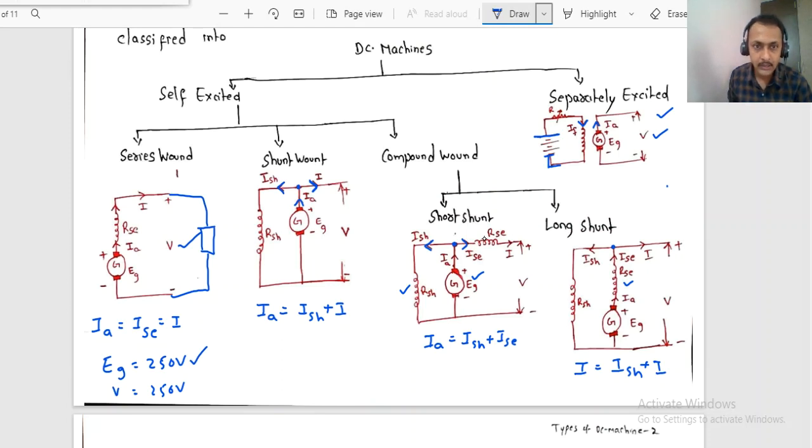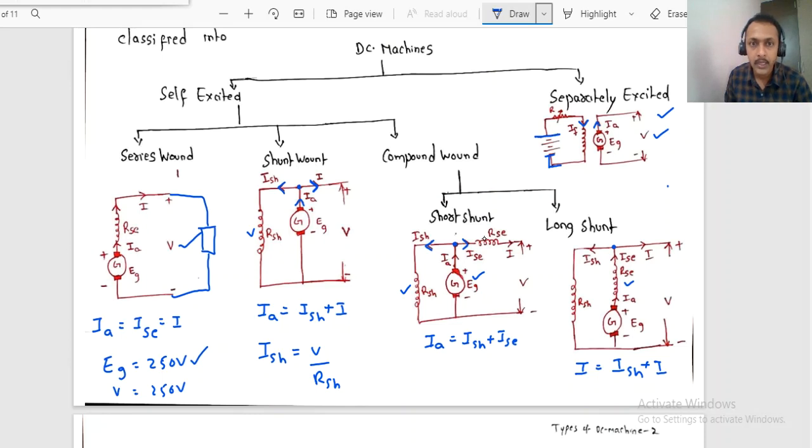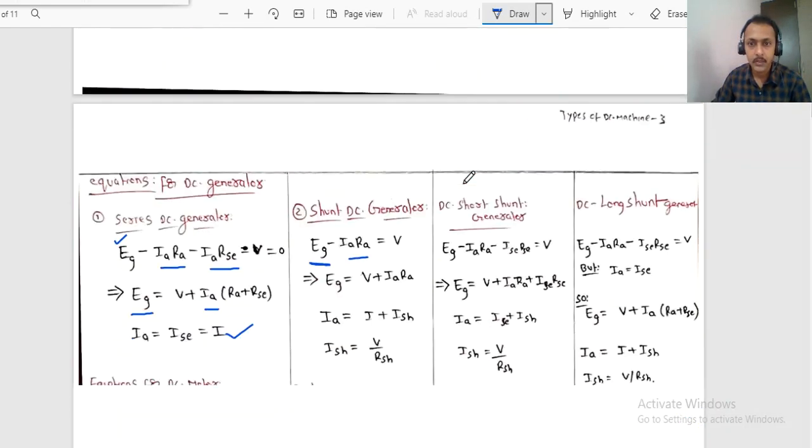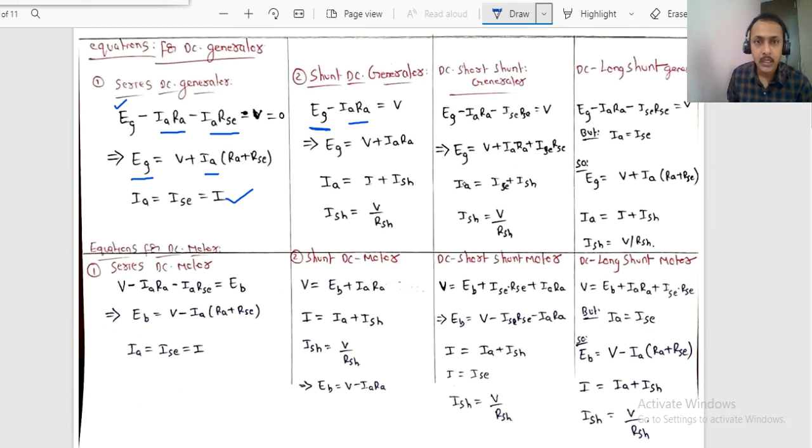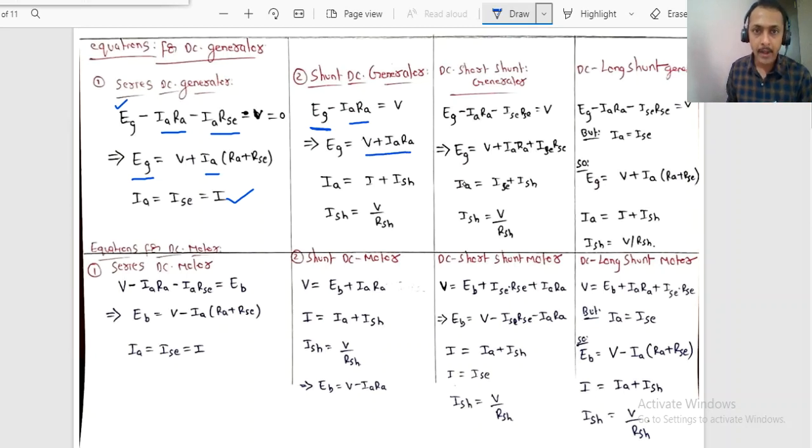Whatever voltage is across the terminal V will be available across the shunt field winding. If I want to calculate the amount of current flowing in the shunt field, what is the voltage V? How much is the resistance RSH? V divided by RSH will give us the ISH value. This I depends upon other factors, right? Now observe. So EG, the generated voltage, for a shunt generator, EG equals V plus IA RA. But if you apply KCL in the shunt generator, IA equals how much? The current generated from the armature equals I plus ISH.